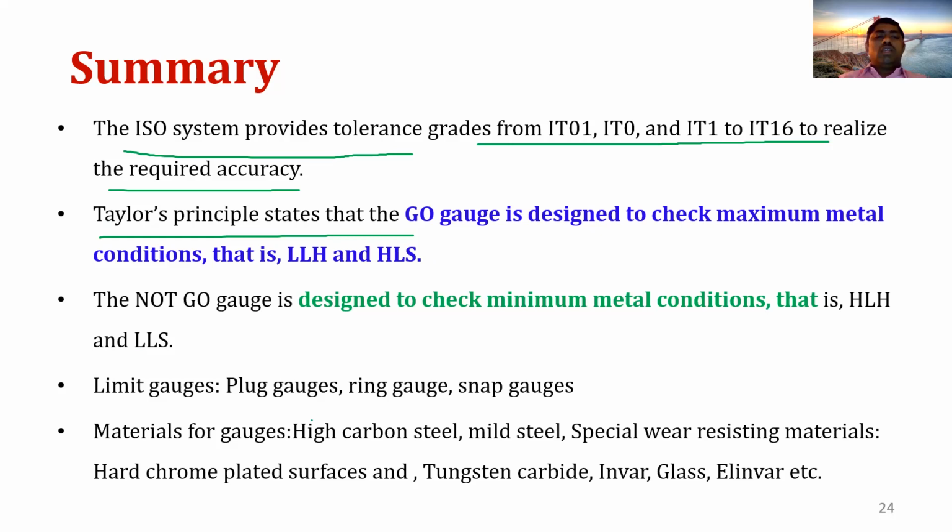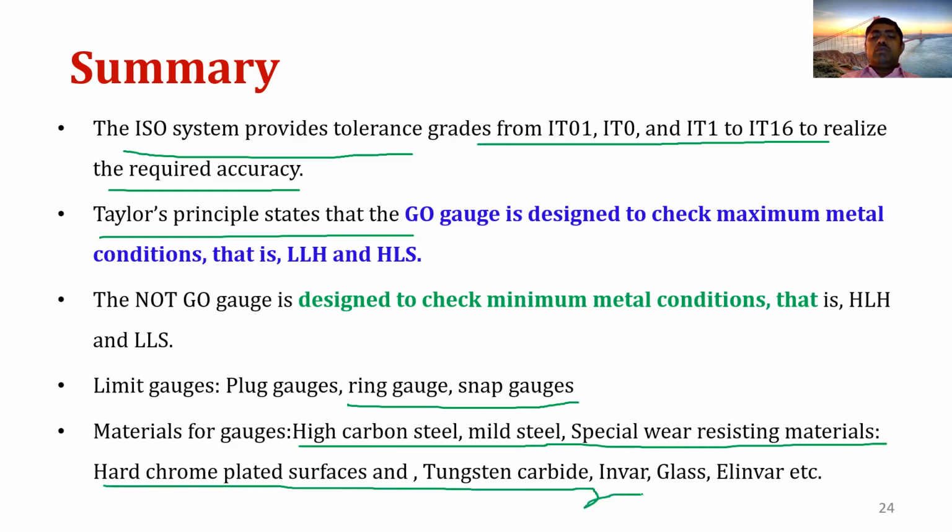And we discussed the different limit gauges: plain plug gauges, progressive plug gauges, ring gauges, and different types of snap gauges. And we discussed the materials for the gauges: high carbon steel, mild steel, special wear resistant materials like hard chrome plated surfaces, tungsten carbide, Invar, glass, Elinvar, etc. And also we have seen the video of how we can use the gauges for inspecting the male and the female components.